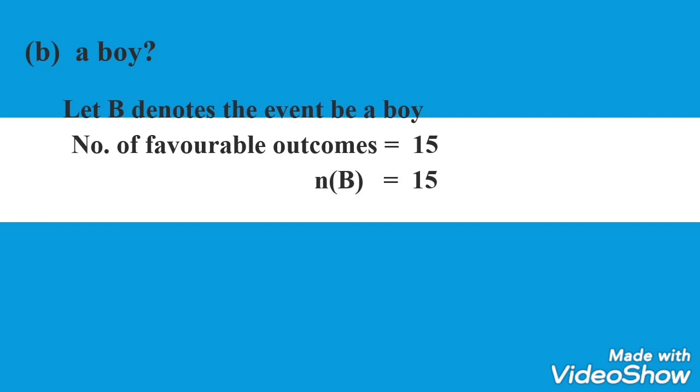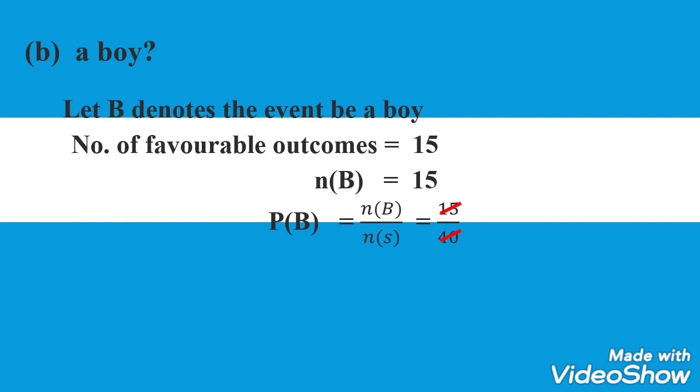So P of B equals n of B divided by n of S, which is 15 by 40. Here the numerator and denominator are both divisible by 5. 3 fives are 15 and 8 fives are 40. Simplifying 15 by 40, we get 3 by 8.